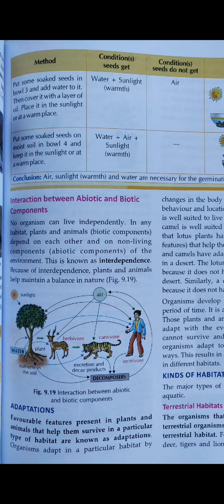Next up we have the topic interaction between abiotic and biotic components. What were the abiotic components? Non-living things were the abiotic components, and the living things like plants and animals are the biotic components. So, no organism can live independently. In any habitat, plants and animals, biotic components, depend on each other and on non-living components, abiotic components, of the environment. This is known as interdependence, means plants are dependent on animals and animals are therefore dependent on the plants.